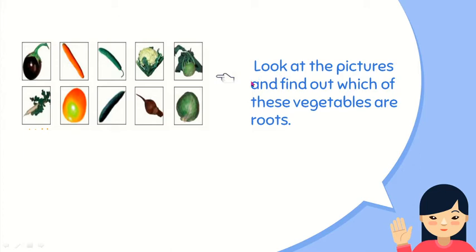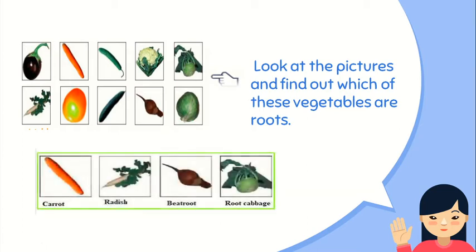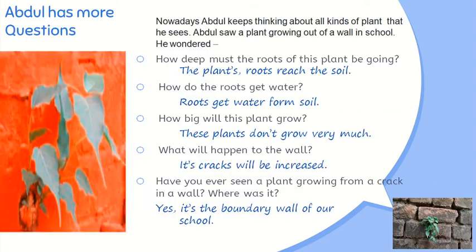Look at these pictures. Find out which of these vegetables are roots. Let us find out. Brinjal is not a root. Carrot is a root. Bottle gourd is not a root. Cauliflower is also not a root. Root cabbage is a root. Radish is a root. Tomato is not a root. Cucumber is also not a root. Beetroot is a root. Cabbage is also not a root. Here is the answer: carrot, radish, beetroot, root cabbage.